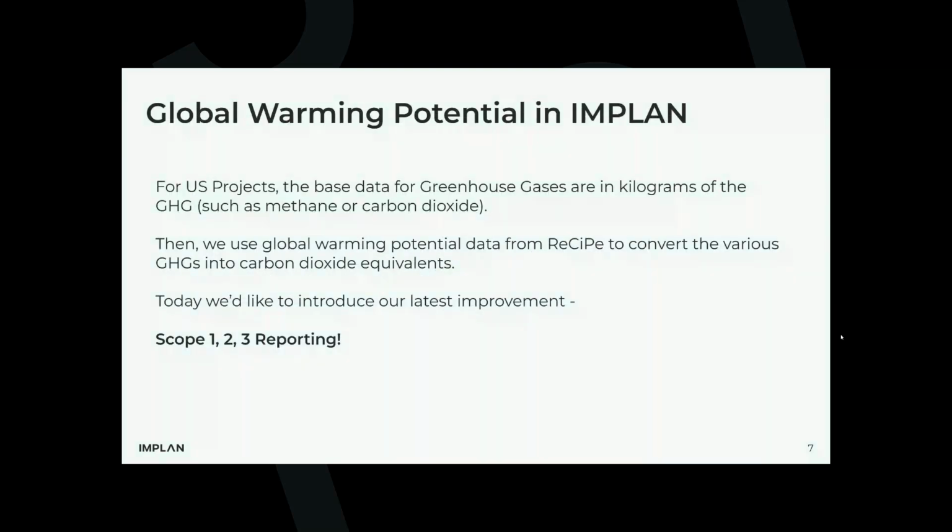The greenhouse gases we have in IMPLAN for US projects are in kilograms of greenhouse gases for those specific types, so kilograms of methane or kilograms of carbon dioxide. We then get global warming potential data from ReCiPe to convert those greenhouse gases into carbon dioxide equivalents. That gives us a true apples-to-apples comparison of all of our emissions. We've been reporting those as direct, indirect, and induced CO2 equivalent emission impacts. We're really excited today to introduce our latest improvement in this area, which is Scope 1, 2, and 3 reporting, where we're recategorizing direct, indirect, and induced emissions into Scope 1, 2, and 3.